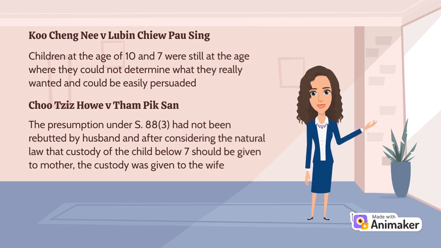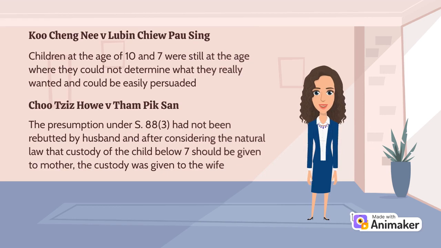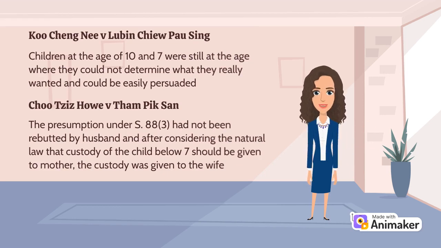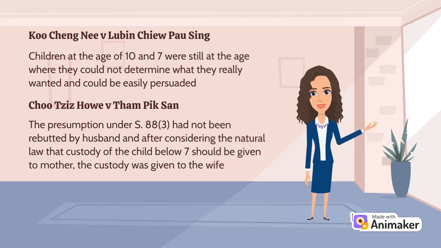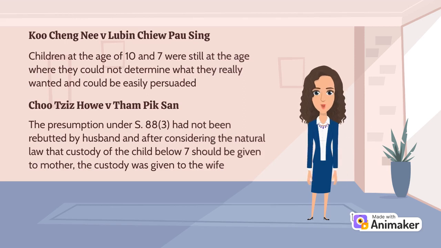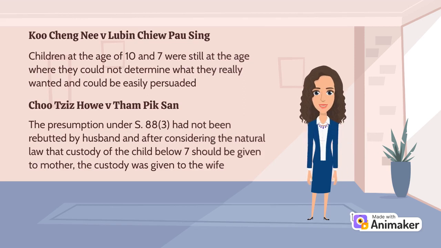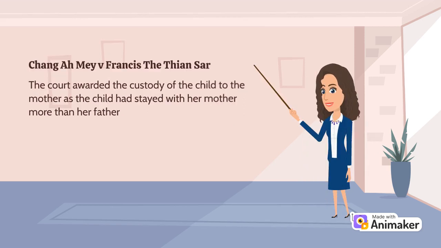In Chu Ziho versus Tan Pik San, the presumption under Section 88 Clause 3 had not been rebutted by the husband, and after considering the natural law that custody of the child below 7 should be given to the mother, the custody was granted to the wife. And the court in Chang Ahmei versus Francis de Tiensa awarded the custody of the child to the mother as the child had stayed with her mother more than the father.